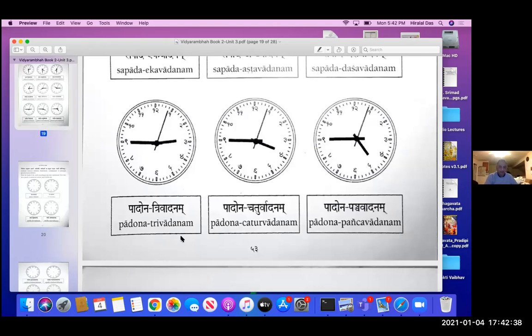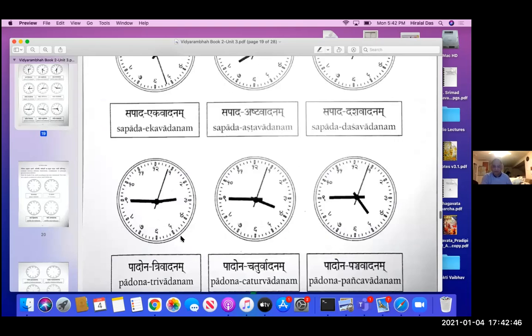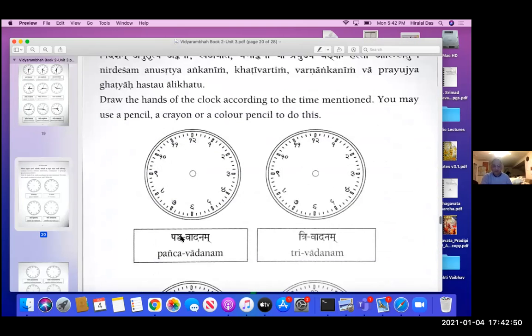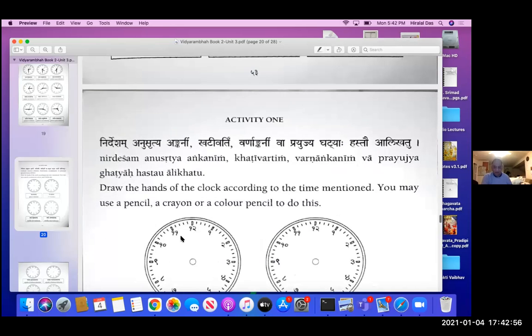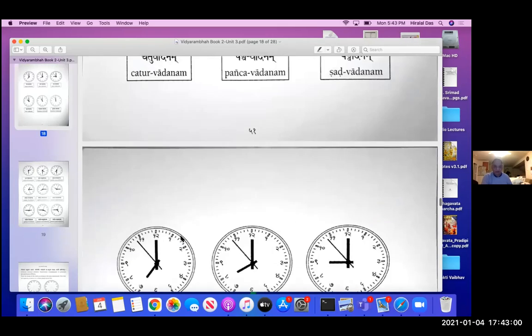So then coming to 7:30, right, Prabhuji? For that, we cannot say Sardha Ashtavadanam. No, it's not un. It's adding 30 minutes. Oh, okay, okay. Let's go through all these examples here.